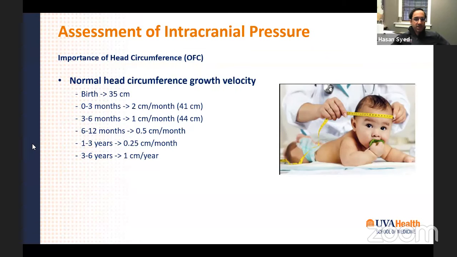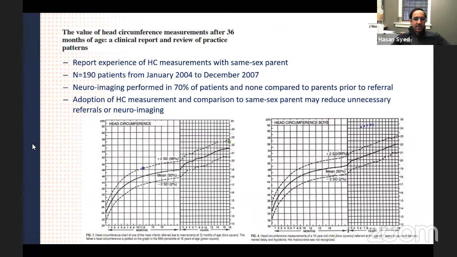So the head circumference, I want to emphasize as well, this is really a vital sign in terms of evaluating pediatric patients. Normally at birth, it's around 35 centimeters. It subsequently increases in the first 3 months by 2 centimeters, and then tapers down from 1 centimeter to half a centimeter and so forth as a child grows. This was a paper out of University of Florida published in 2015, again, emphasizing the importance of head circumference measurements, even after the age of 3 years.